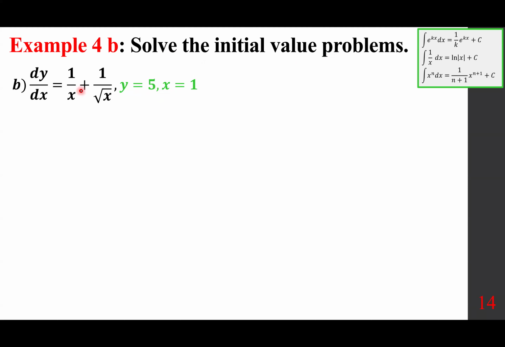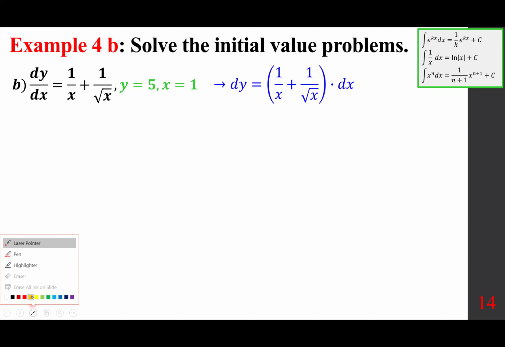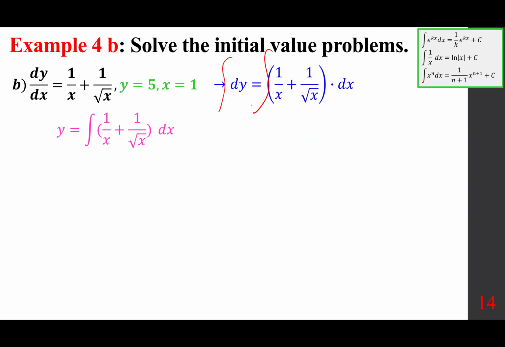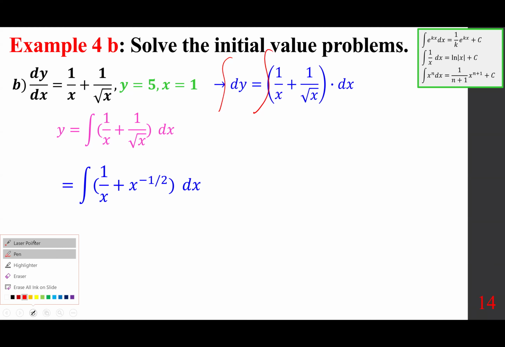So dy is the right side times dx. And when you integrate, you get y equals the integral of the right side. That's what we are going to integrate. And so we don't have anything to worry about 1 over x because we know the answer. We're going to change square root of x to x to the power 1/2 and bring it up to get it ready for the power rule. So this one is fine. This one is not. We changed it. It's ready for the power rule.